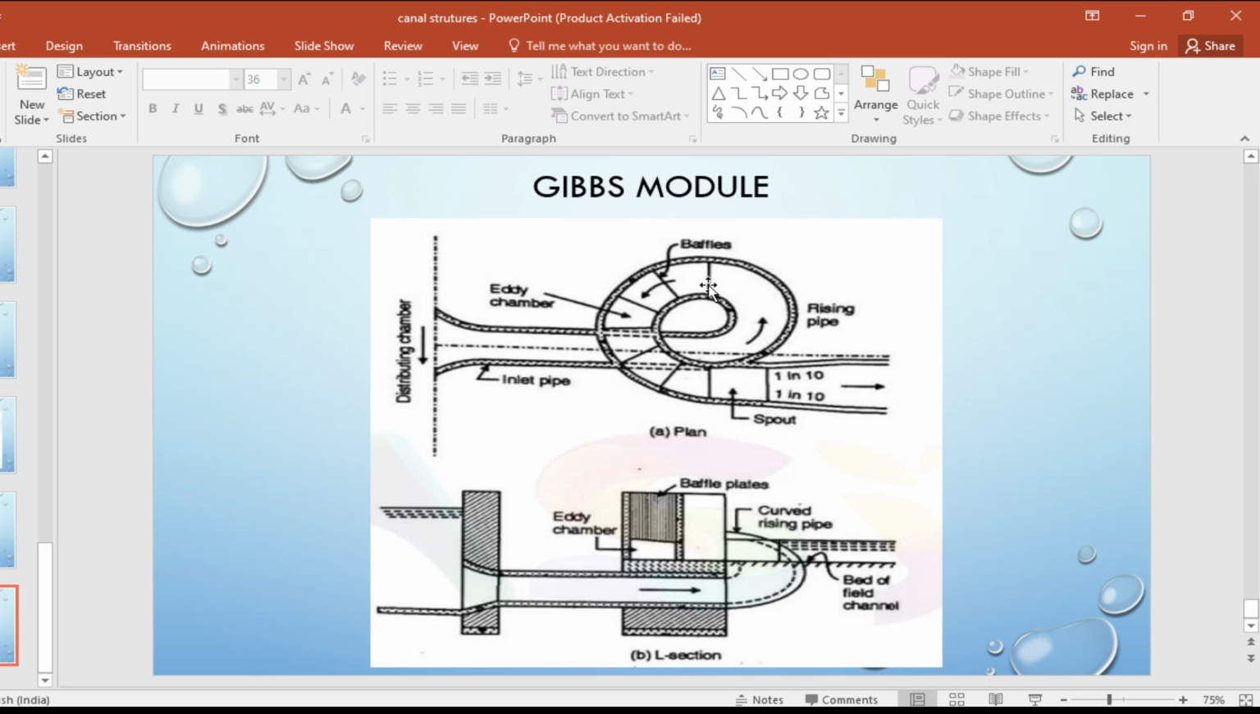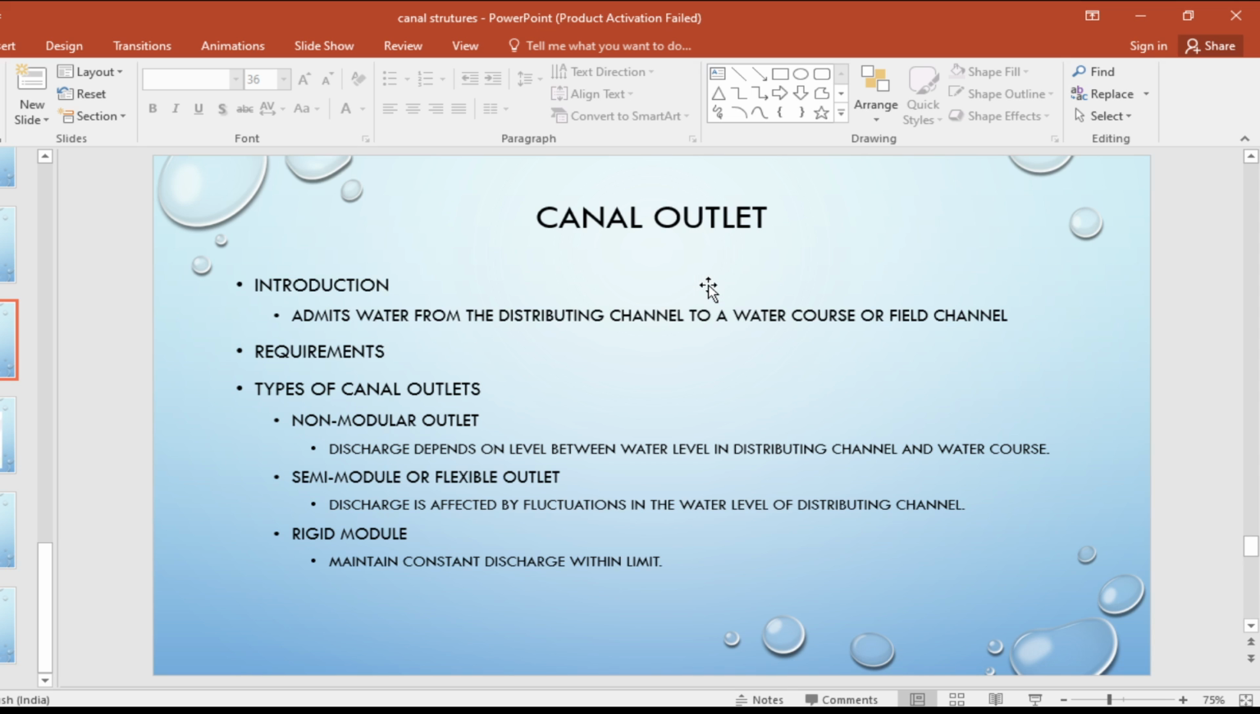Okay, this is about the outlets: semi-modular outlet, modular outlet, and non-modular outlets. Up to this we have covered the parts in the canal structure module. We have covered canal fall, types of canal fall, canal escapes and its types, canal headworks, cross regulators, canal head regulators and cross regulators, and also the canal outlets and its types.